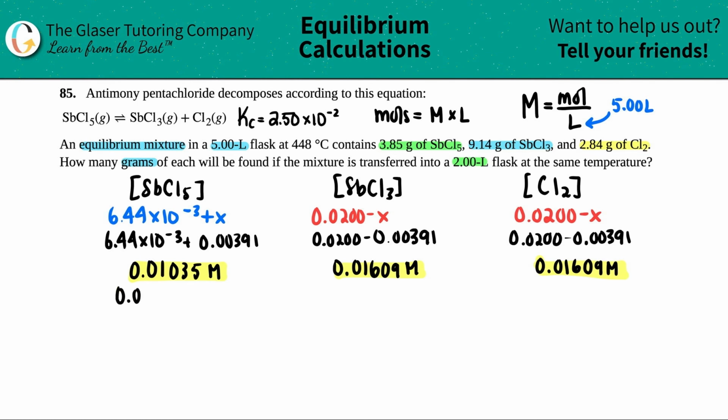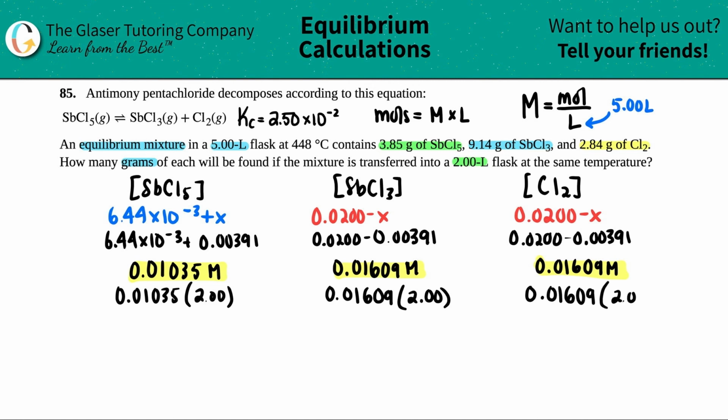So I'm going to take the 0.01035 and times it by the 2 liters. And then 0.01609 times the 2. And this will get me the new moles. So let's see. And maybe I'll just say that this is moles equals, for each one of these, right? It's molarity times liters. Okay. So now, 0.01035 times 2.